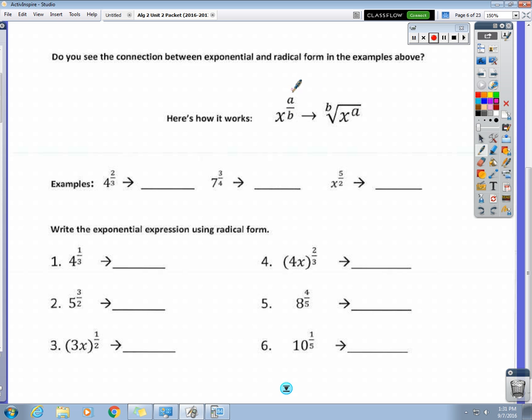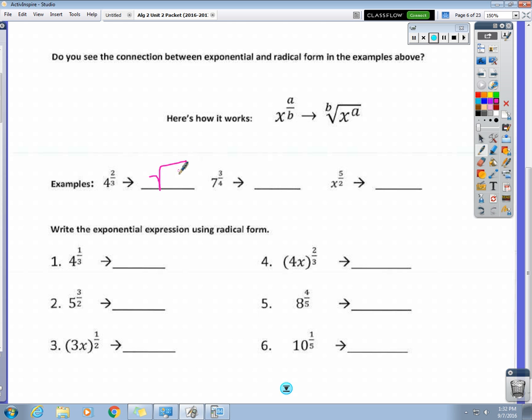Okay, you'll notice they have like the formula. Not really a formula, but just the way it works. If you have x raised to the a over b, and you're asked to write it in radical form, the b is your root, and the a is your exponent. So let's use that to try to rearrange this one into radical form.